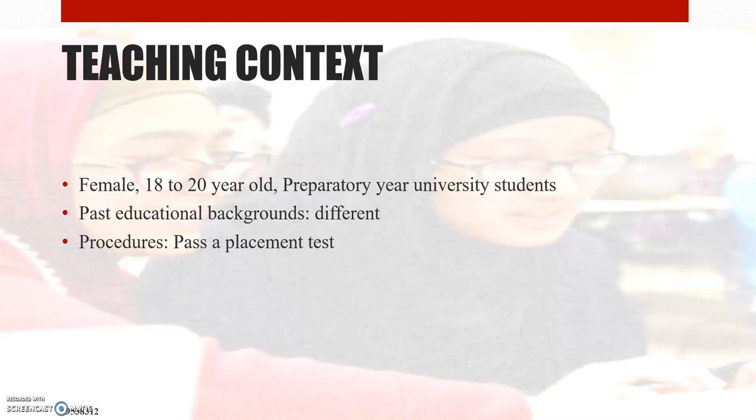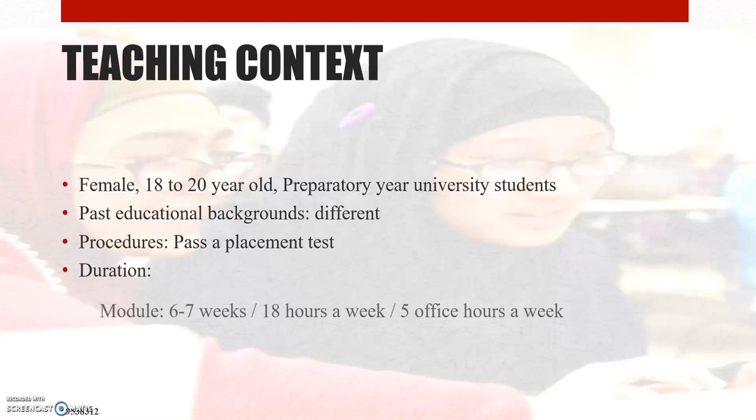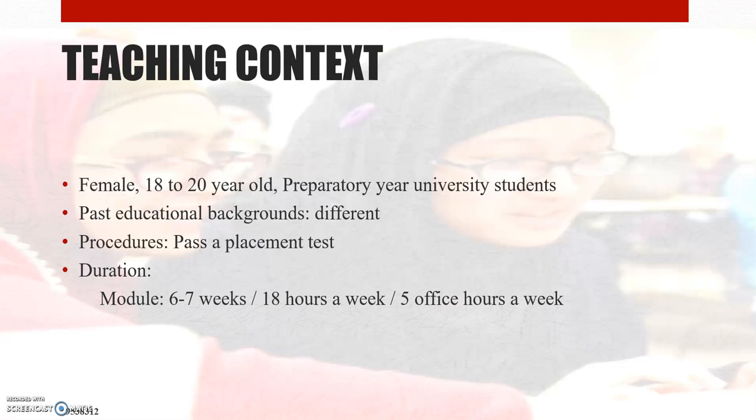In order to join the English language course, which is a compulsory subject in order to be specialized in their future fields, they have to take a placement test, and according to the placement test results, they are placed in the right level. The levels are from 101 to 104, and 101 is the beginners and 104 is the intermediate or advanced level. The duration of each level is 6 to 7 weeks, 18 working or teaching hours a week, and they also have consulting time, 5 office hours, where they can find more support and ask for guidance. The capacity of each class ranges between 25 to 40 students.